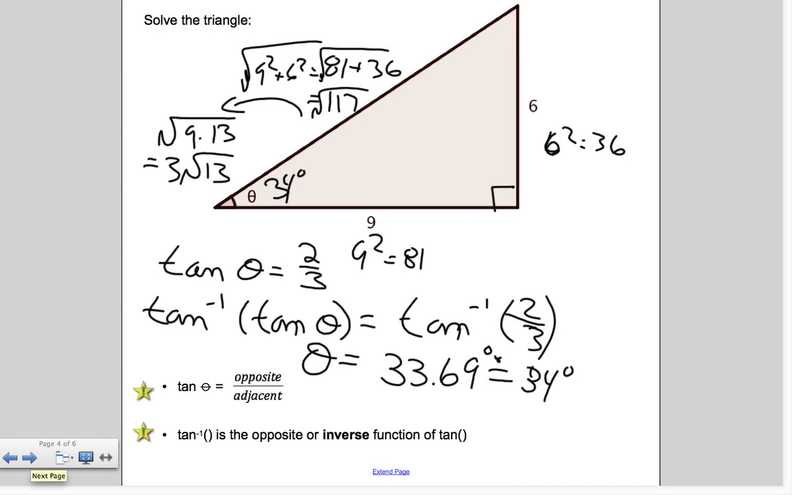Okay, so humor me, and take 34 and calculate tan of 34. What do you get? Take tan of 34 on your calculator. 0.67.